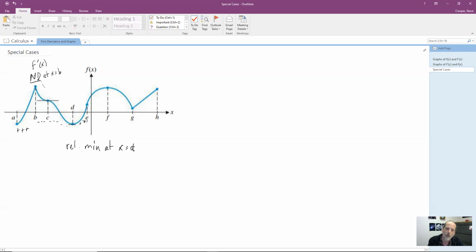And then one more interesting thing to look at here. I'm going to erase that. Look what happens here at e. If I take a look at the slope when I get to this point e, we call this a point of inflection. What do we know about a vertical line? The slope is undefined. So again, f prime of x is not defined at x equals e.